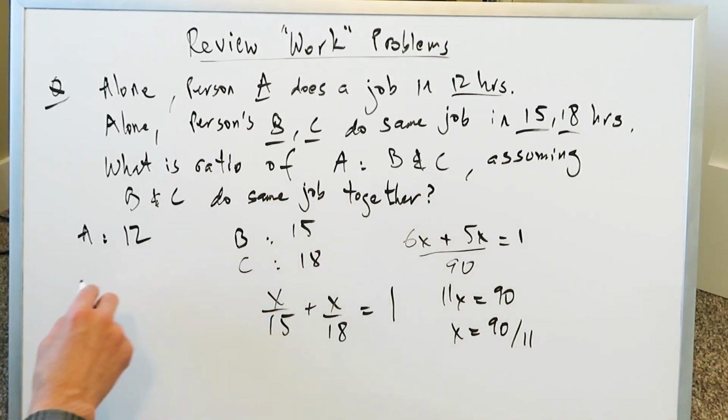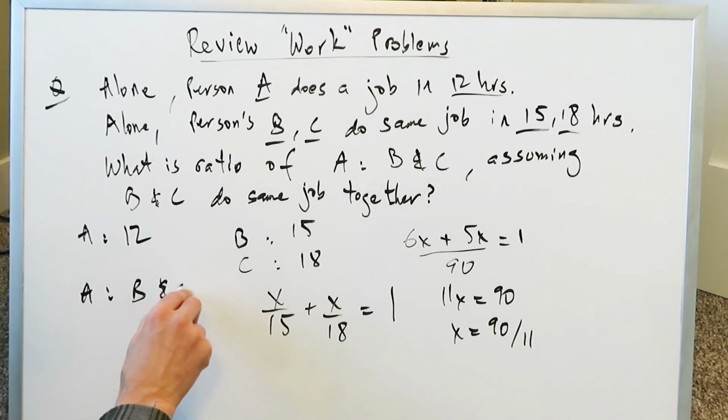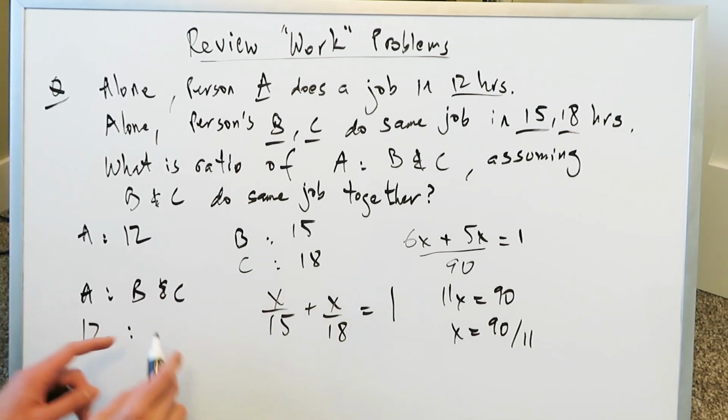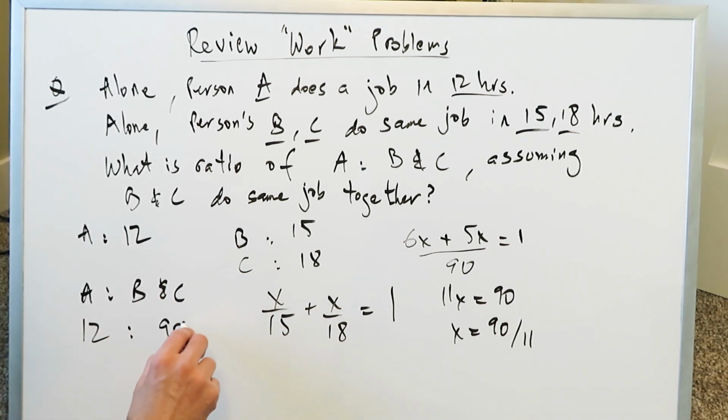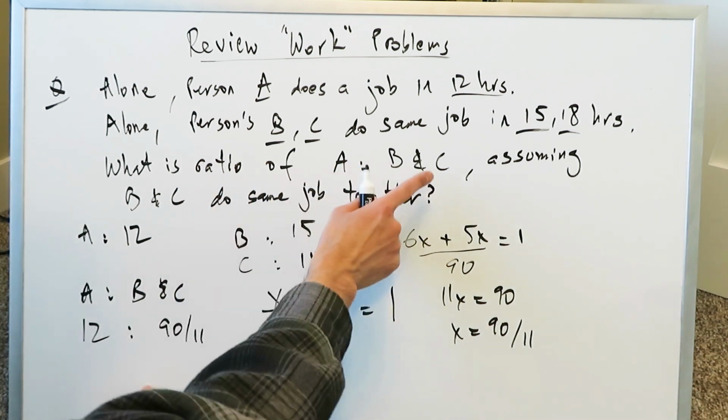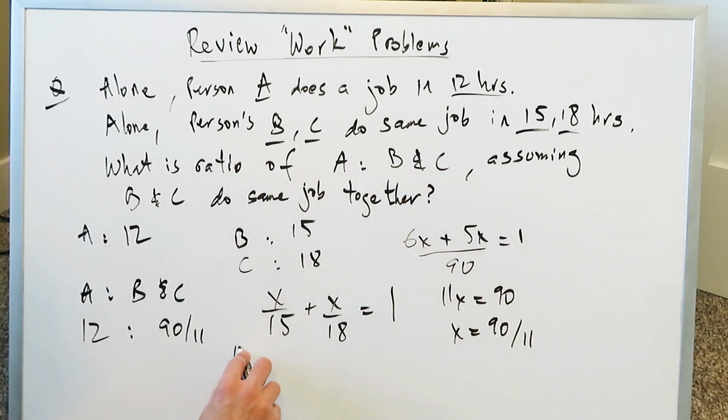So how would you do this ratio A to B and C? Well, you can do A is 12, and then B and C is 90 over 11. Because it's asking what is the ratio of A to B and C, I'll do 12 divided by 90 over 11. When you flip this around, you'll have 12 times 11 over 90. You can simplify things out.